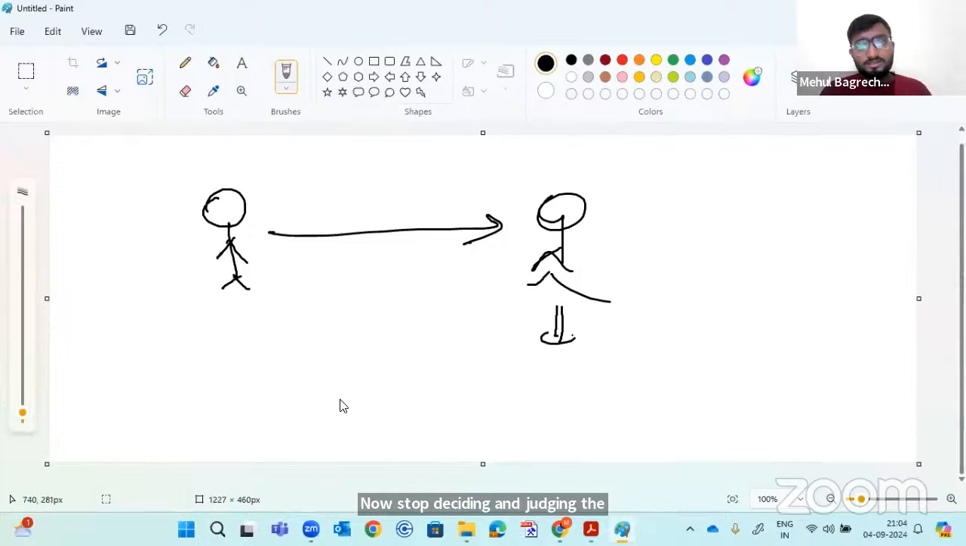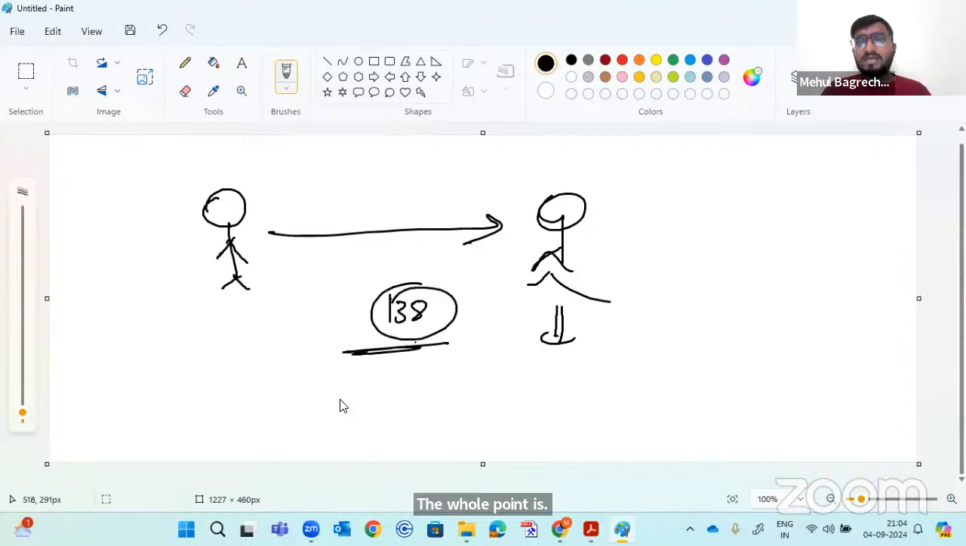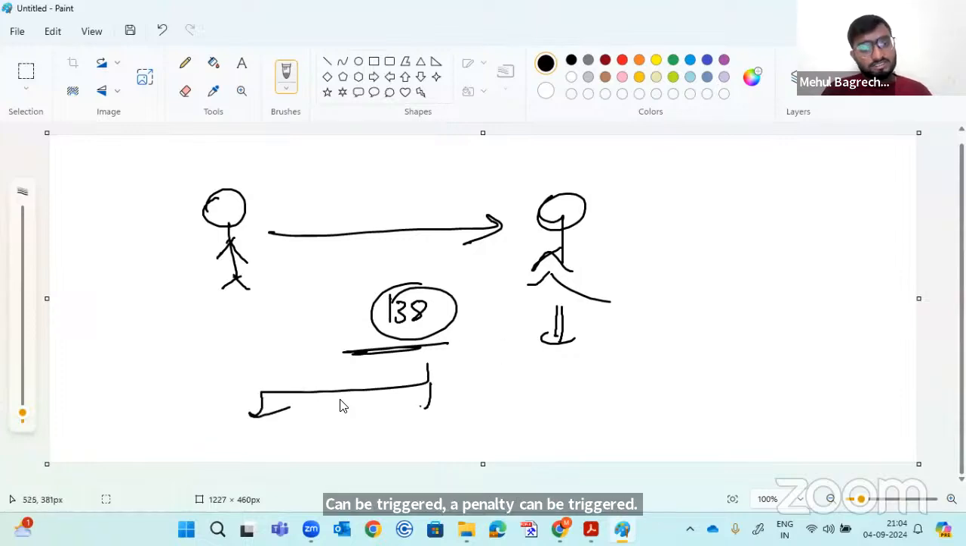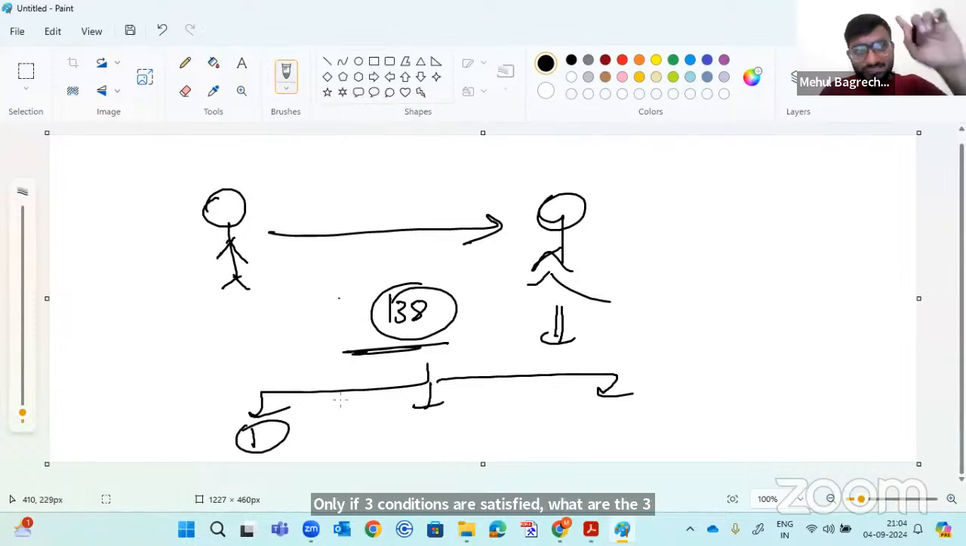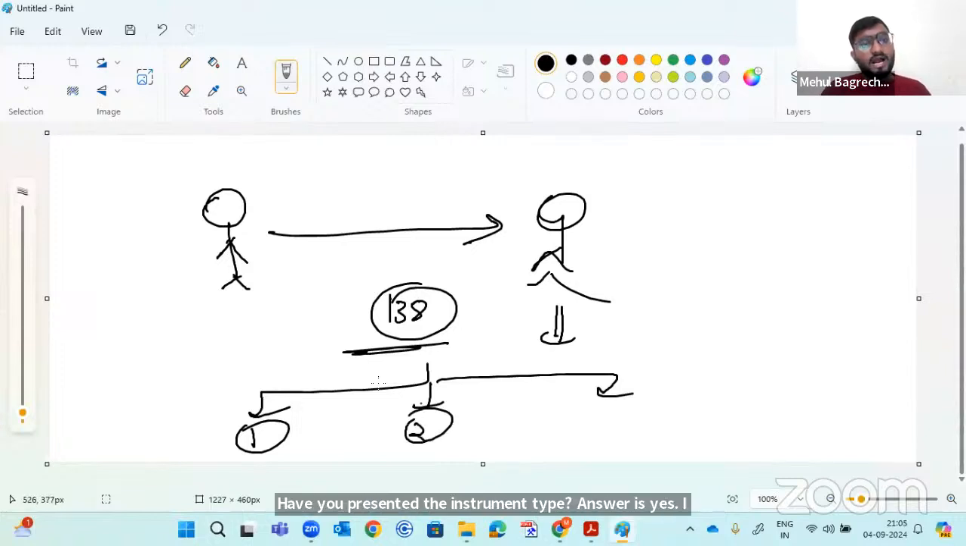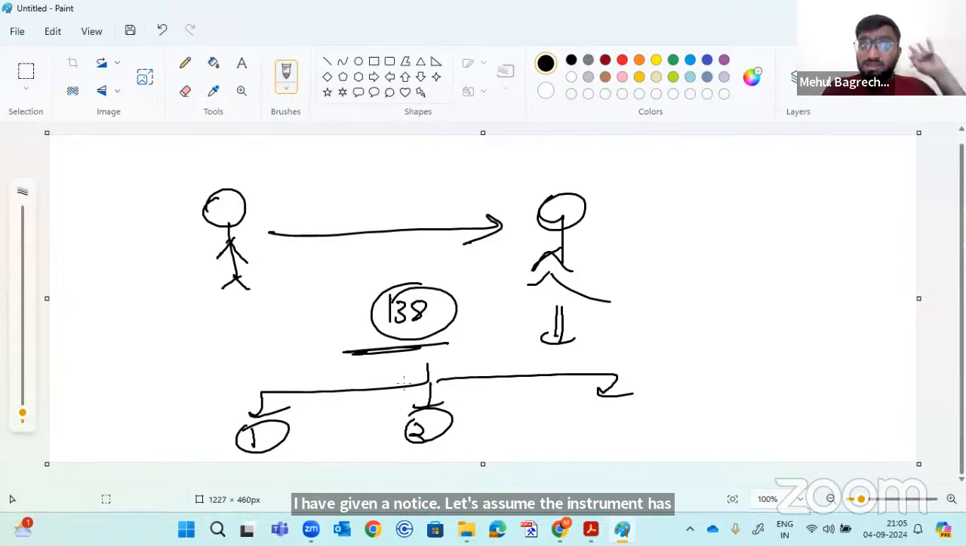The whole point is Section 138 can be triggered, a penalty can be triggered, only if three conditions are satisfied. What are the three conditions? First condition, have you presented the instrument within time? Answer is yes, I went and presented the instrument within time. Second, I have given a notice. Let's assume the instrument has been dishonored because of insufficiency of funds. I have informed you within 30 days.